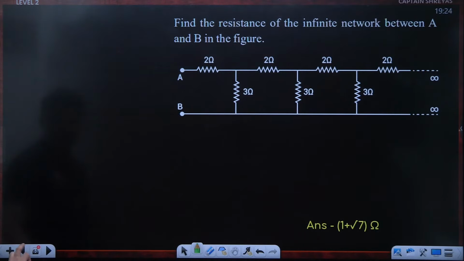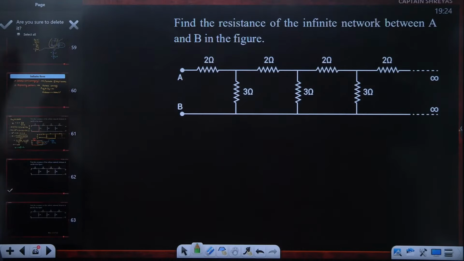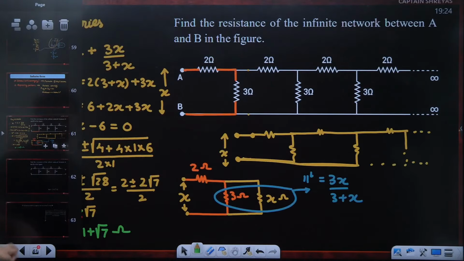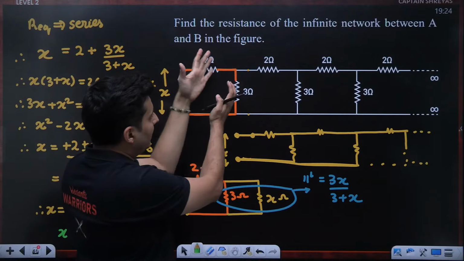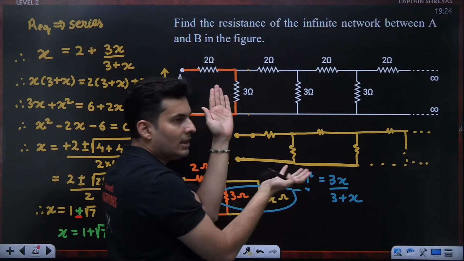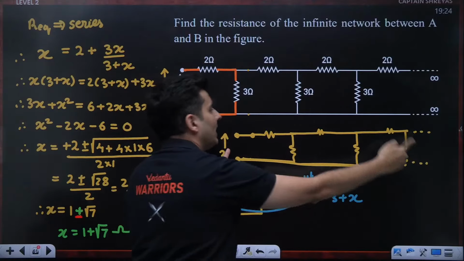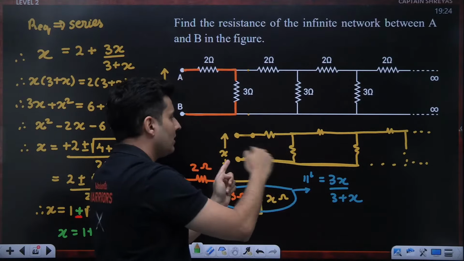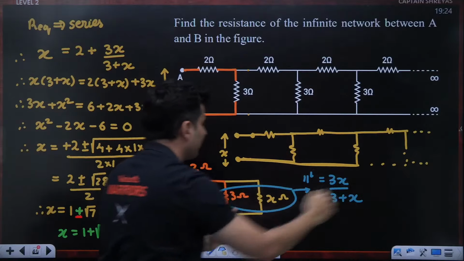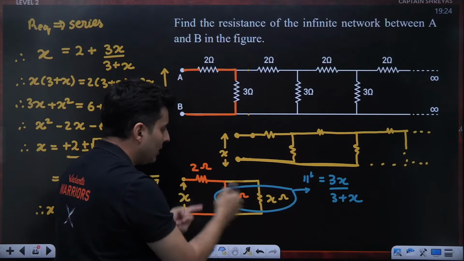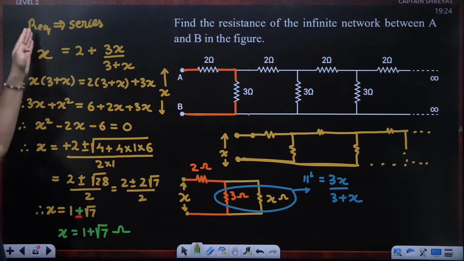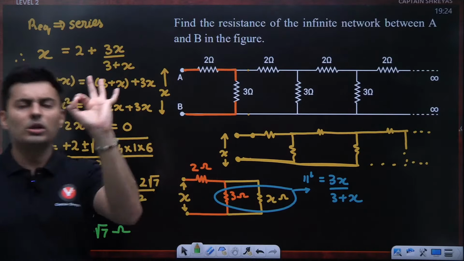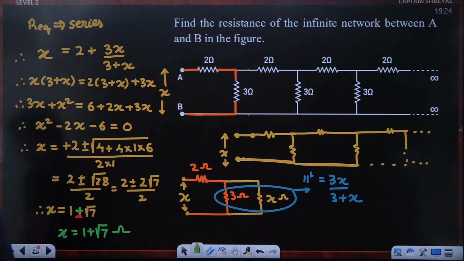Yes, 1 plus root 7 is the answer. So in these type of questions, usually this is what happens. You will identify the repeating pattern. You take one of that part. The remaining part is also an infinite series only. So assume that as x because the original one was x. So replace that whole thing with x, redraw it as a simple series parallel circuit to get the equivalent itself back to x. Solve it, usually you will get a quadratic equation. Is that right? Clear? Shall we go ahead?